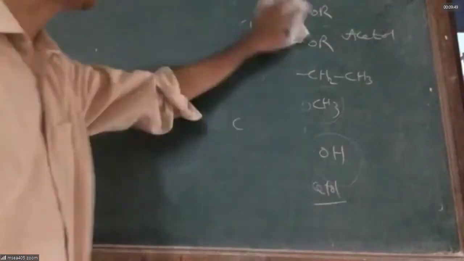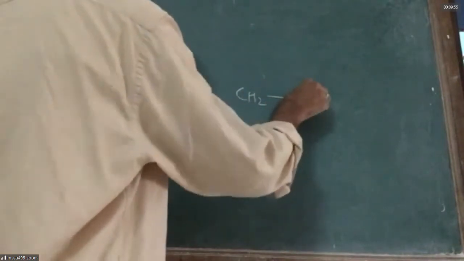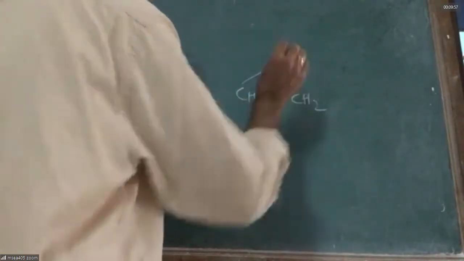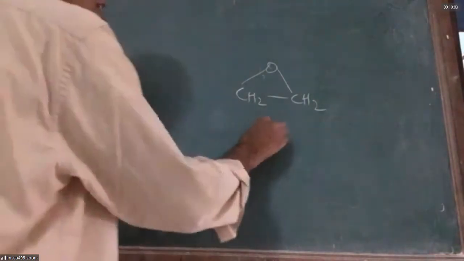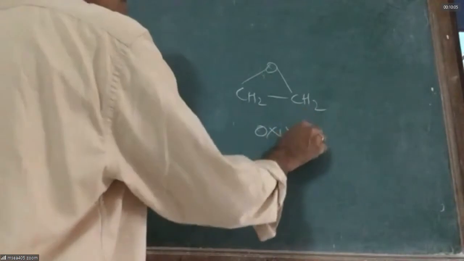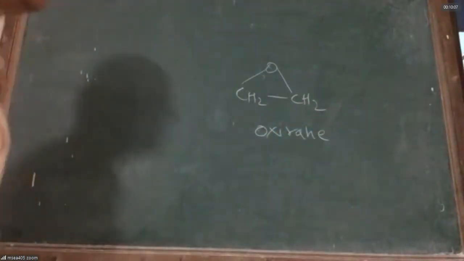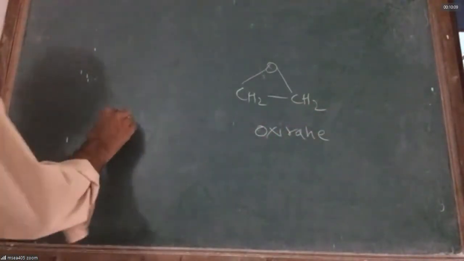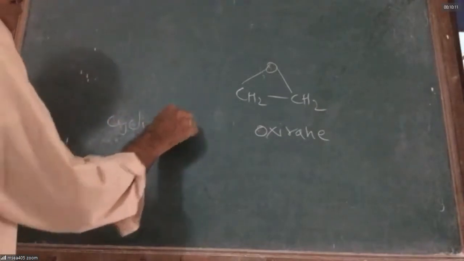Sometimes I see a compound which has an ether group, but that is a part of the ring. These cyclic ethers are called oxirane. What are they called? Cyclic ethers are called what? Oxirane.